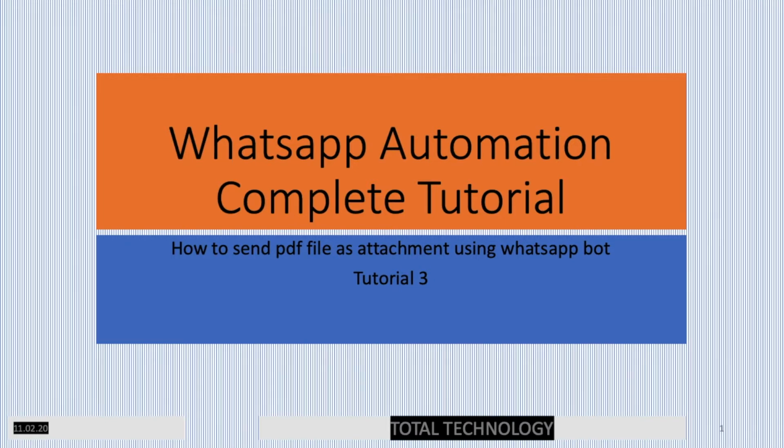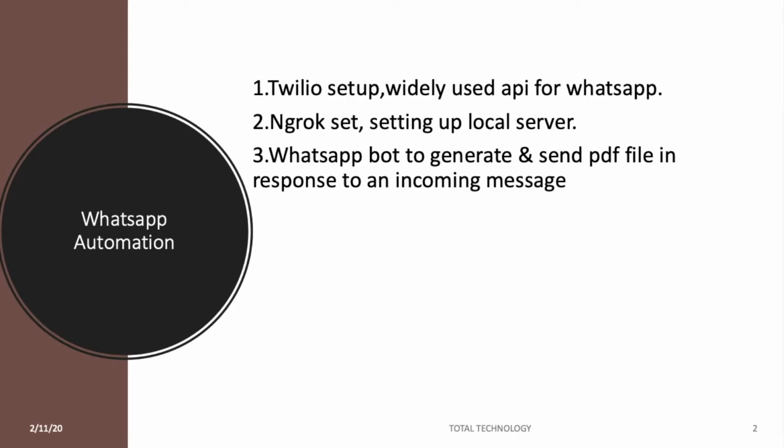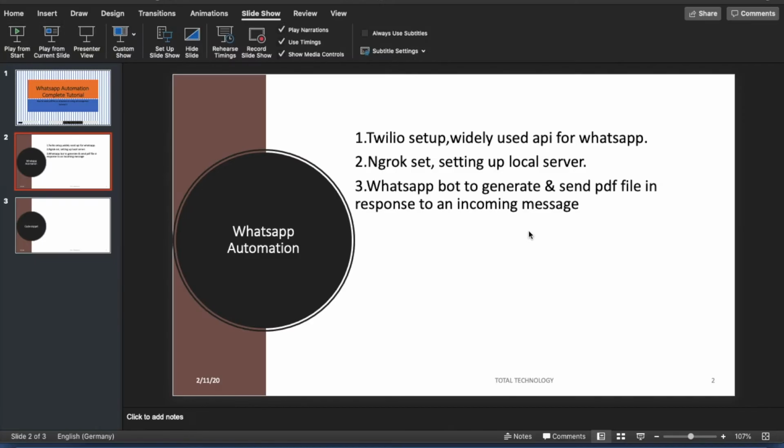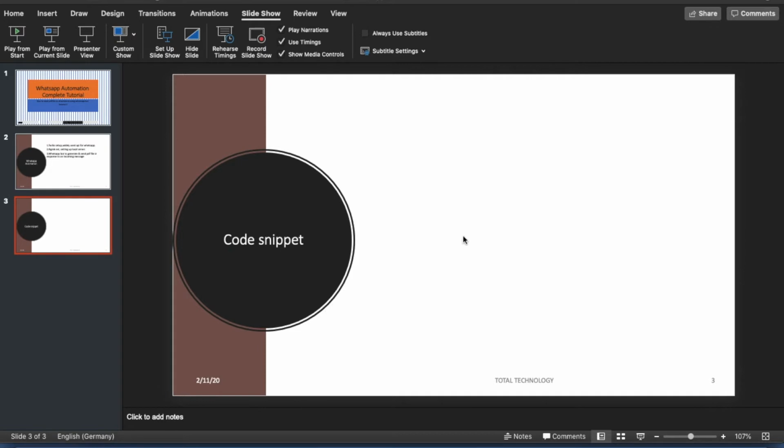In this tutorial we'll see how to respond to an incoming message with a PDF file, how to attach a PDF file using a WhatsApp bot. I will be using Python, but first a brief introduction to the code structure. First of all, there will be a Twilio setup, a widely used API for WhatsApp, then ngrok for the local server, and we'll be using WhatsApp. We'll write a piece of Python code to generate and send a PDF file in response to an incoming message.